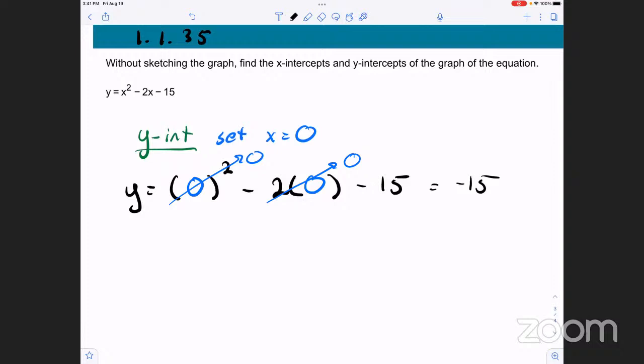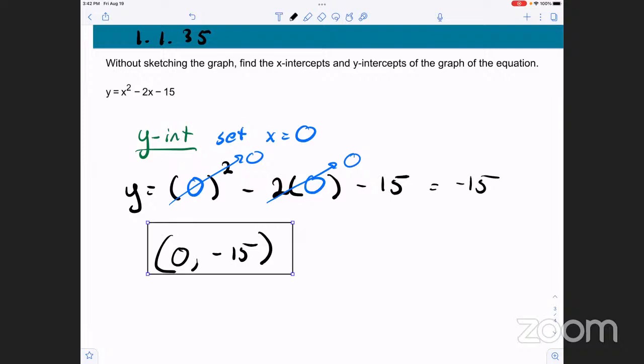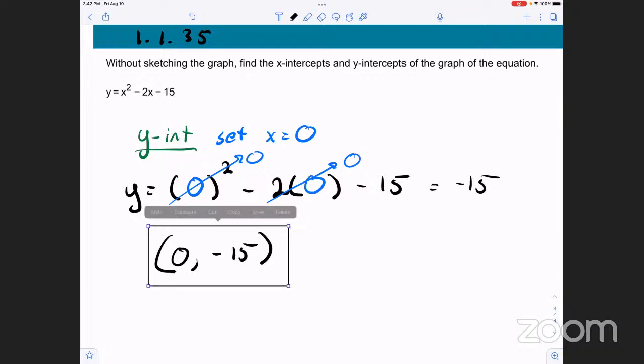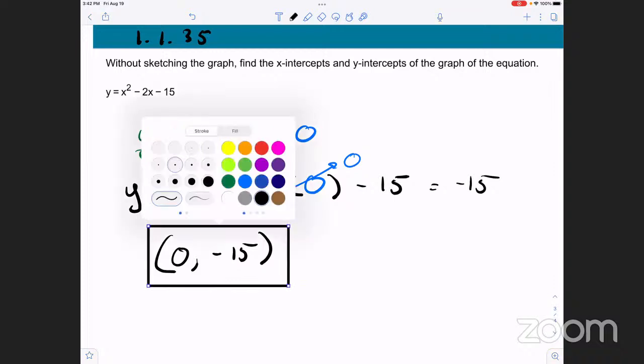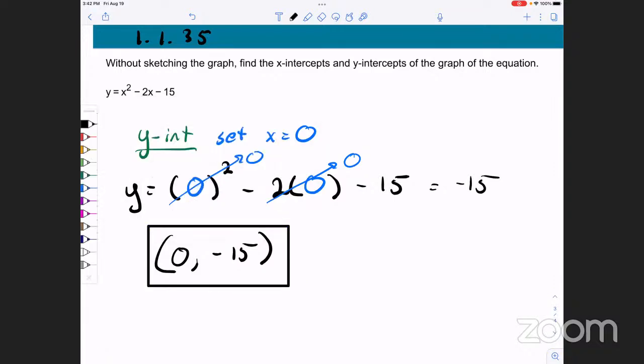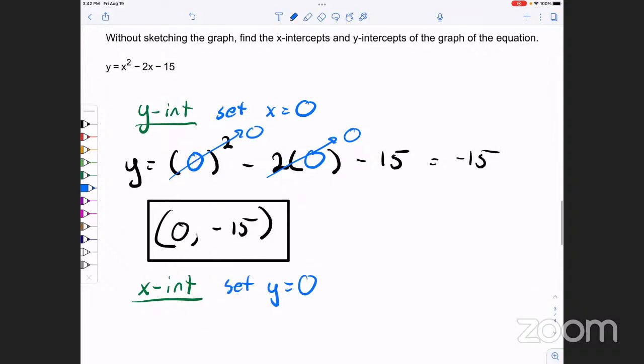So what this is saying is that when x is 0, y is negative 15. And remember, we already said that. We actually just got that by looking, because there was a constant term, a term that didn't have a variable in our original equation. So that's the y-intercept. Now let's talk about the x-intercept, where the graph crosses the x-axis. To find that, we set y equal to 0 and solve.